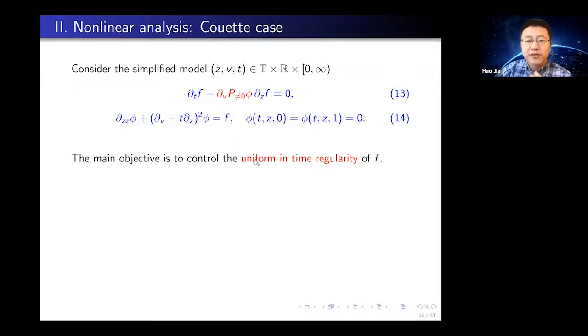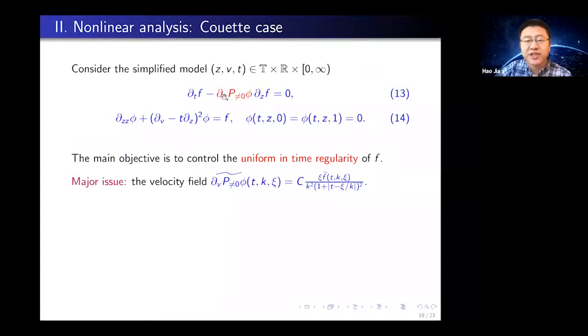So then the main objective is to control the uniform in time regularity of the function f. The major issue in this case is that the velocity field has a derivative in v. The velocity field is given by the derivative in v of phi, but phi satisfies the elliptic equation where you recover a derivative not in v, but in partial v minus t partial z. So you do not really recover a derivative in v, but you recover this factor. That's a mismatch, which translates in the frequency variable as a large factor, xi over k.